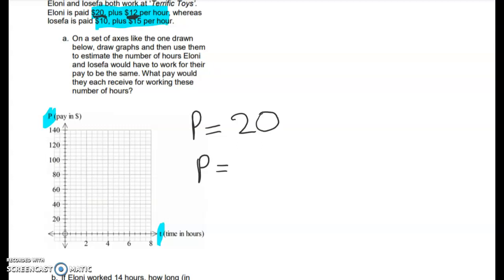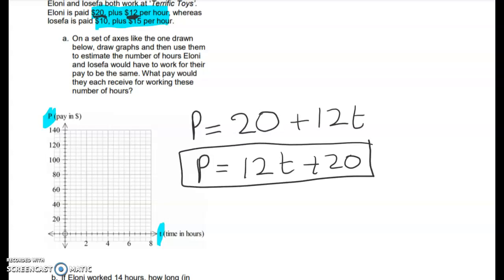So it's P equals 20 plus 12t. Or in our usual format, P is equal to 12t plus 20. But remember, in class the other day we did lots of work on rearranging this form into this form. And this is now really easy to graph. So this is the pay that Ailoni gets, and for Josefa it's going to be $15 per hour, so 15 times t plus 10.